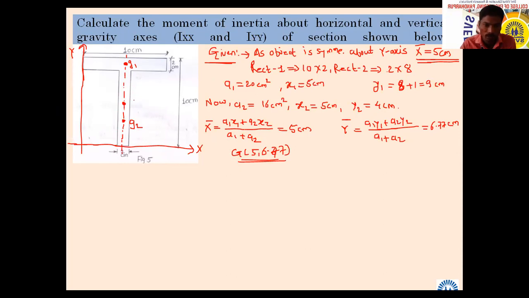So it will be capital G. I will give the notation as capital G here. Note that it is slightly higher. The y distance here, y2, is 4 centimeter and y bar is 6.67, so it will be here. Up to this, any problem? Just we have located the centroid of each individual rectangle, and now we are going to do the next step.